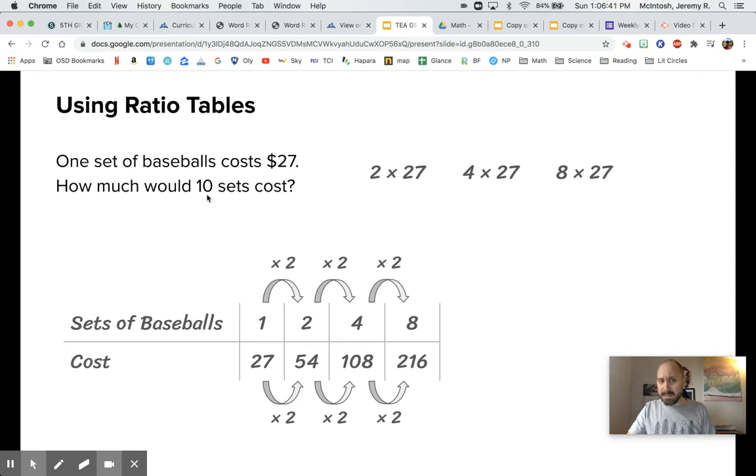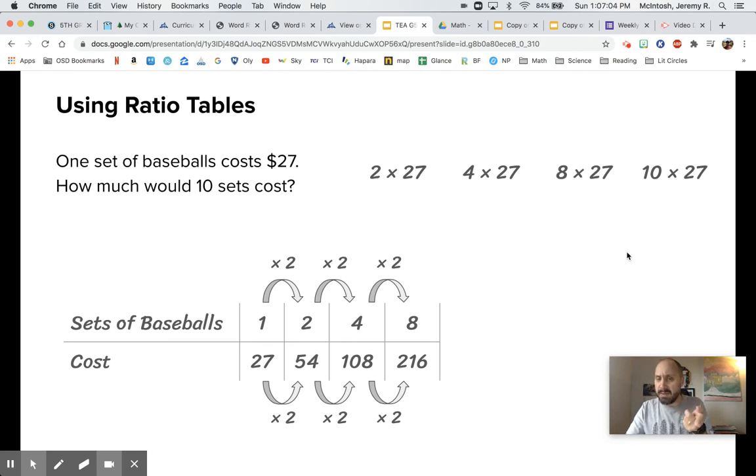But now we're up to 10. So we're not doubling again. We're going up by 2. So we're going from 8 to 10. How could we figure that out? Well, there are several ways that we could do that. Now that we have all of this information in our ratio table, to figure out 10 times 27, which is our expression, a lot of you probably know that off the top of your head.